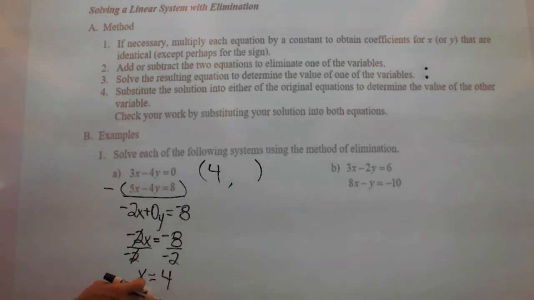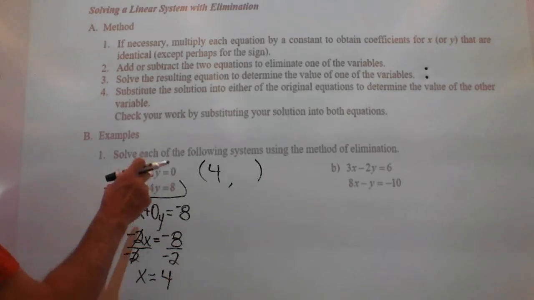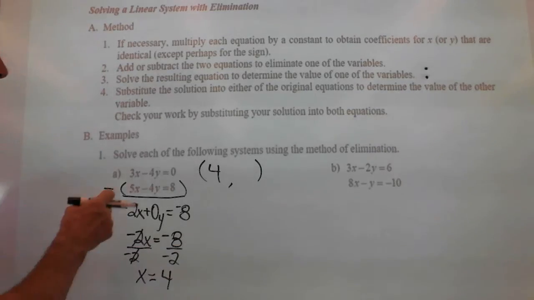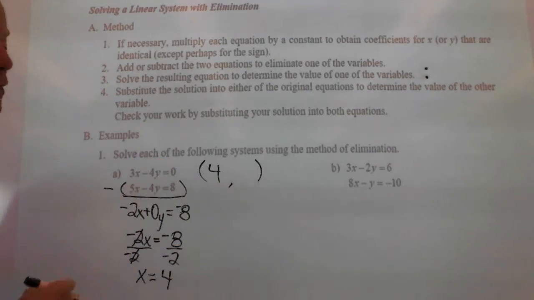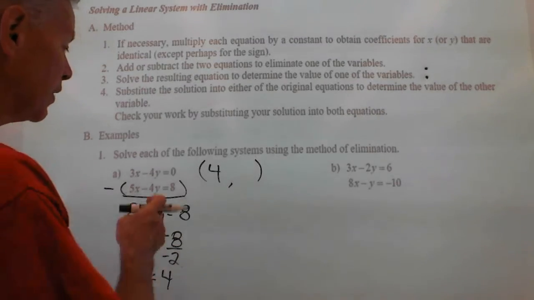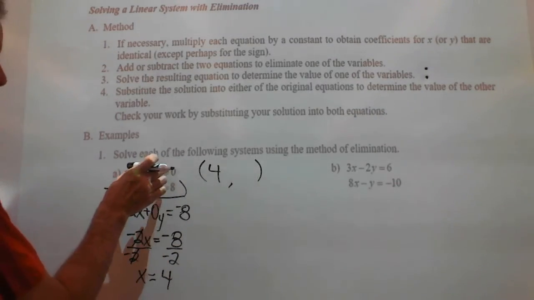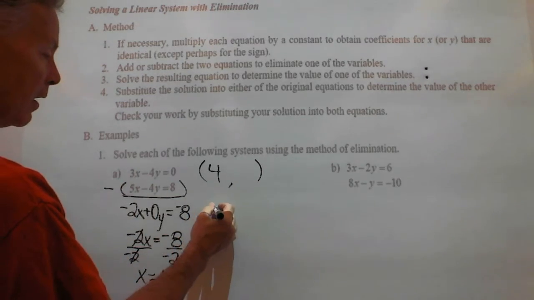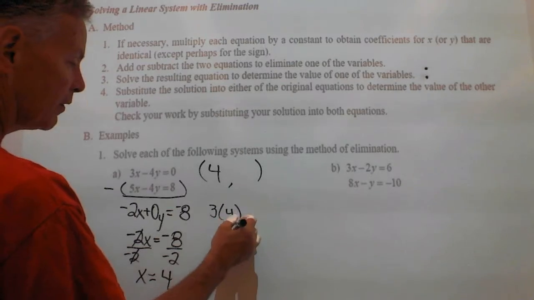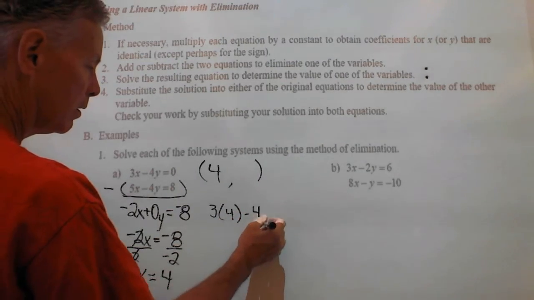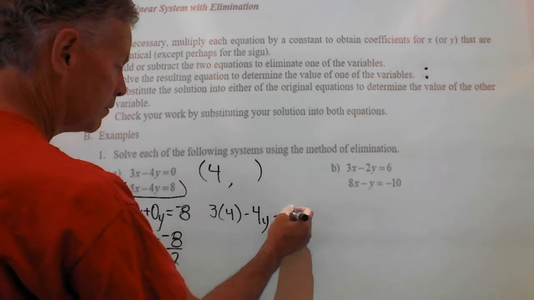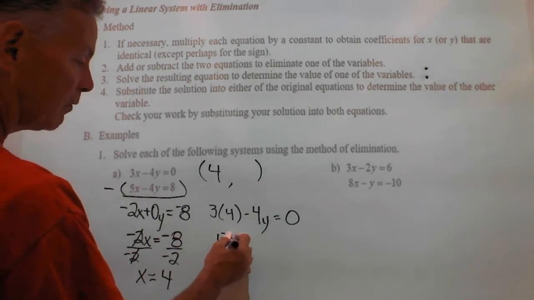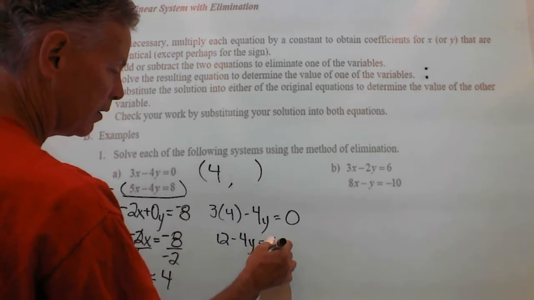Now let's find our y value. Take your value for x, plug it into either one of these equations. It doesn't matter which. I'm going to plug it into the first one because this first one's got a 0, and that's going to make things a little bit easier. Okay? So I'm going to plug my value of x equals 4 into my first equation. That will give me, instead of 3x, 3 times 4 minus 4y equals 0. Simplify. 3 times 4 is 12 minus 4y equals 0.